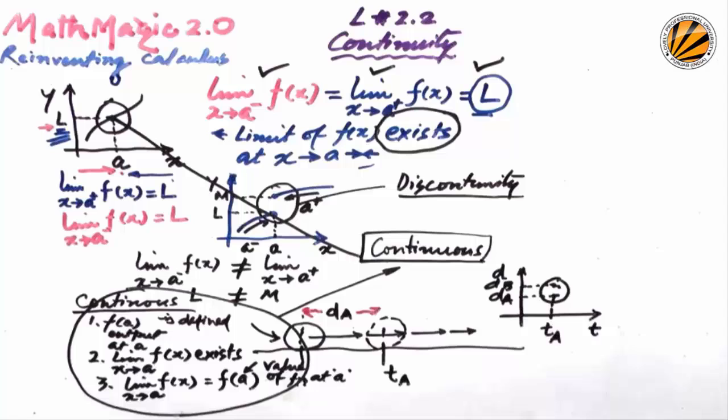So in the previous lecture, we talked about continuity. We understood that a function is continuous at A if the value of that function for that particular input is defined, if the limit at that particular input exists, and if the limit approaching that input for that function equals the value of the function for that input.